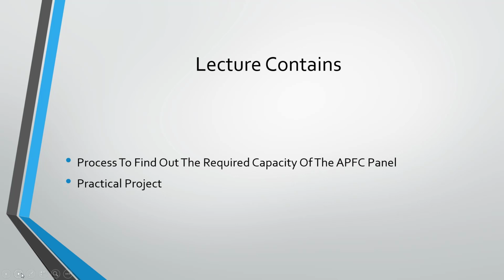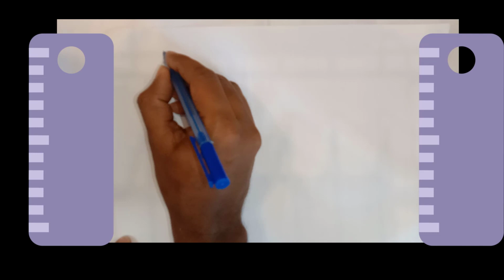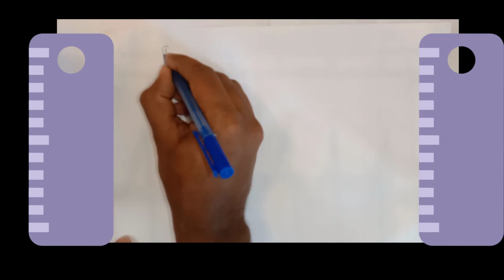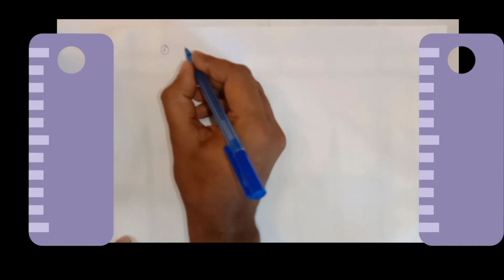I am going to proceed with how to find the required capacity of the APF panel, and then I will show you a practical project that I have made for a particular plant. So let's go. To calculate the required capacitor panel, you need to know two things. One is your total load in the plant.